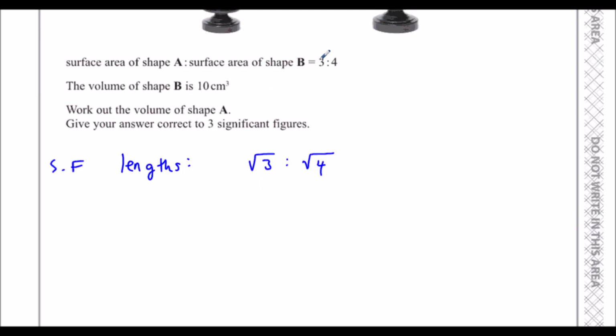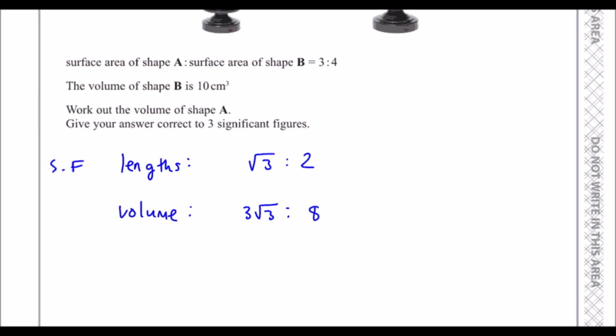For area, it's this squared, which we already know. And for volume, it's this cubed. So root 3 cubed is 3 root 3. And root 4 cubed is, well, 8. Root 4 is 2. So our scale factor for lengths, the ratio is root 3 to 2. And for volume, it's 3 root 3 to 8.